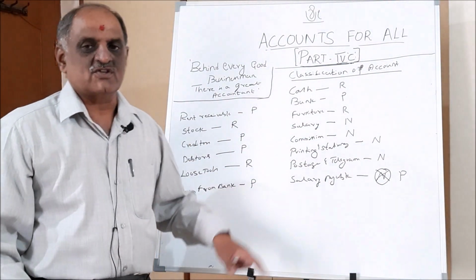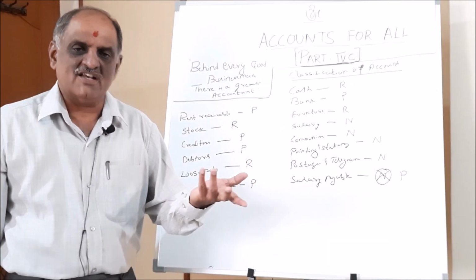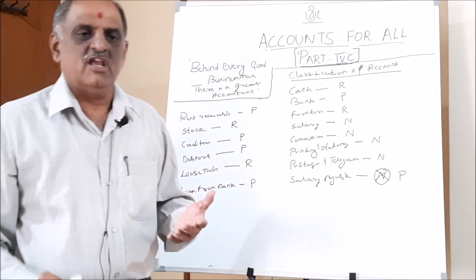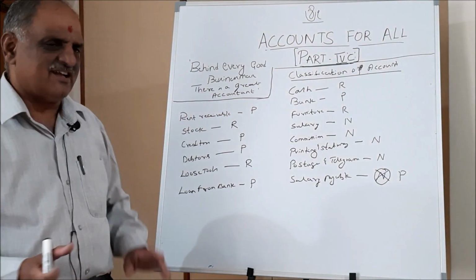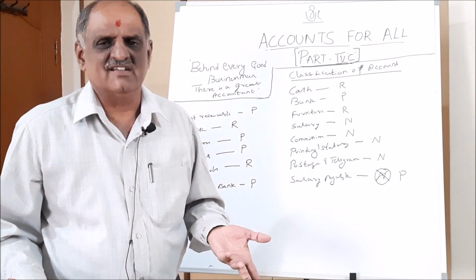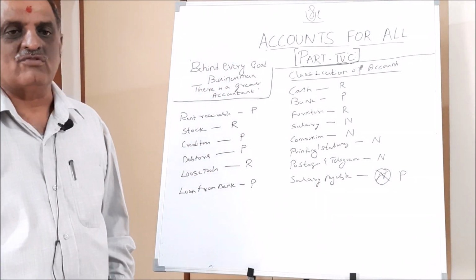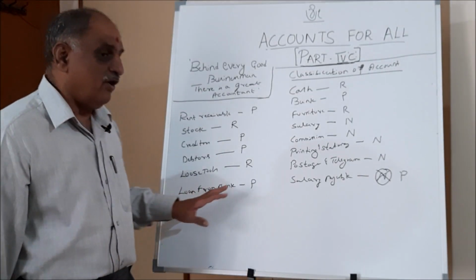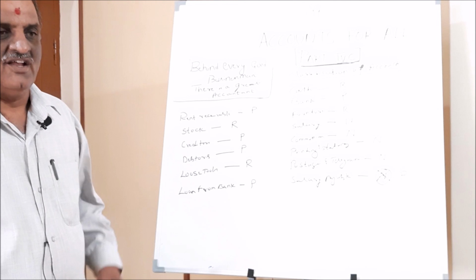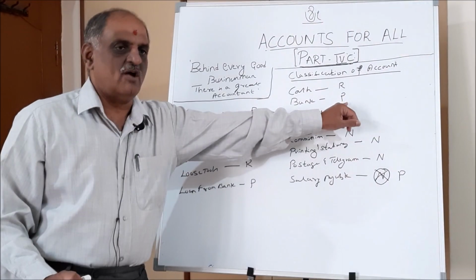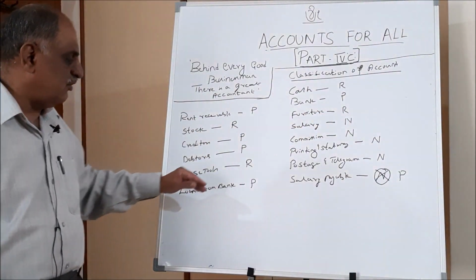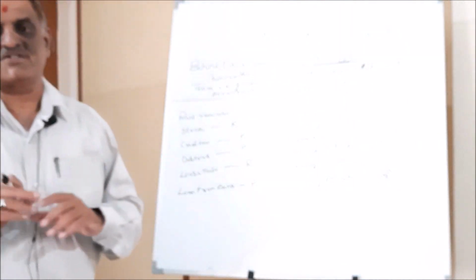Then loose tools, whatever you call it. Once you say loose tools, if you don't like it, you can sell it off. Then you will get what? Cash. So loose tools is a real account. Then loan from bank. It is very simple. Bank is also a personal account, and you have taken a loan from the bank, which is also a personal account.